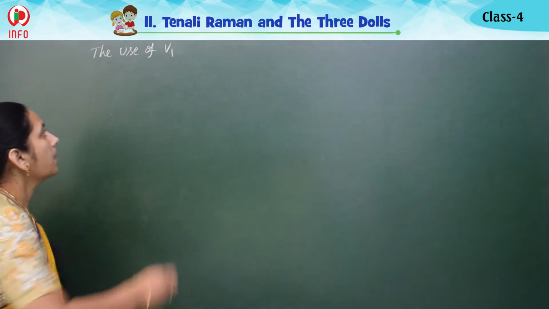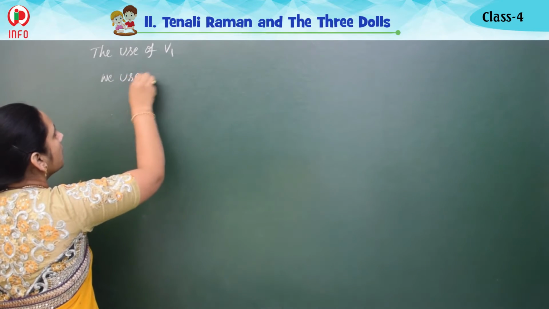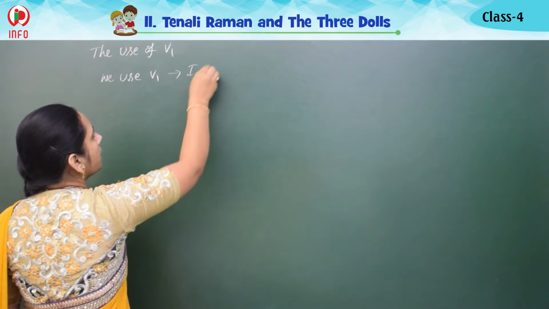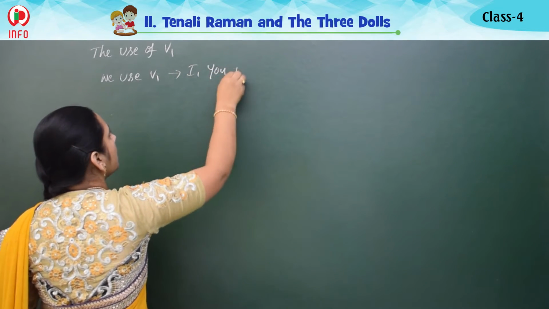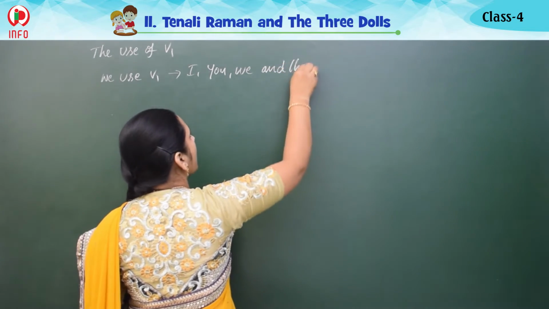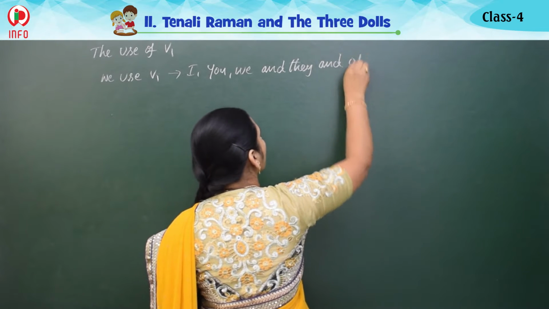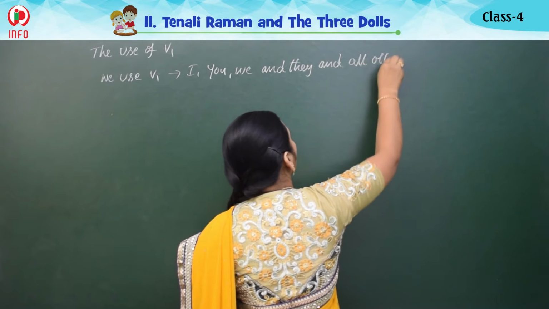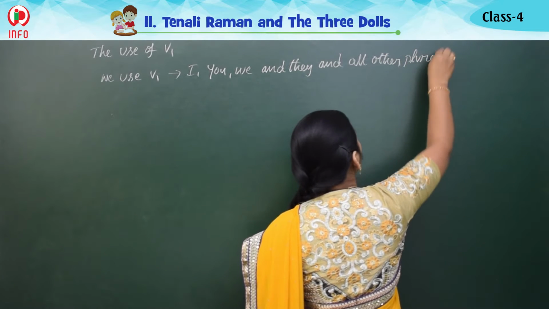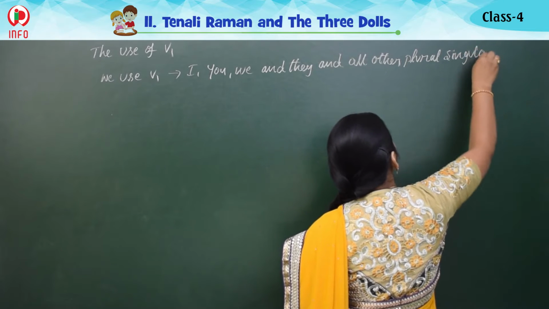So first see, we use V1 for the subjects I, you, we and they. For these subjects and all other plural subjects also. Plural subjects means what here? So generally here V1 and V1 S/ES we say.